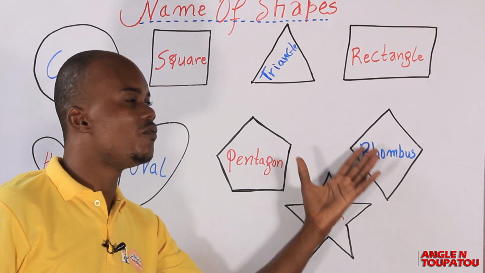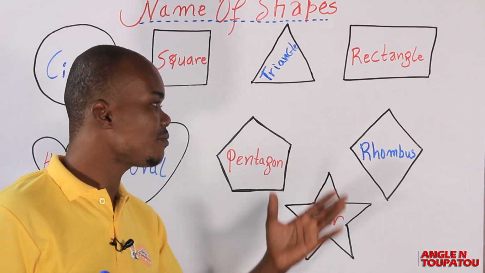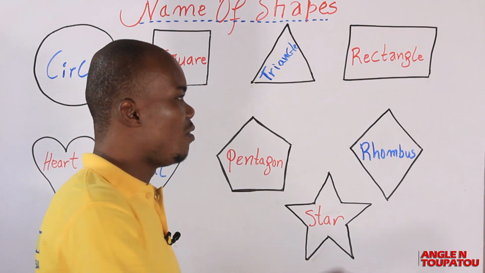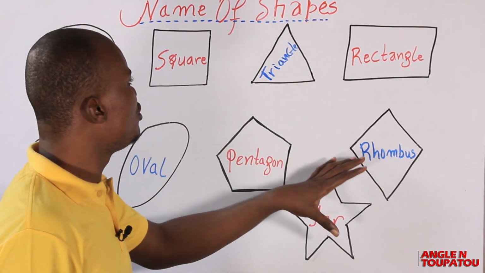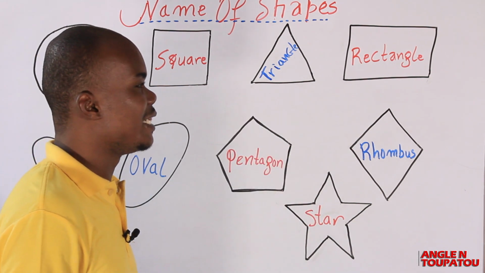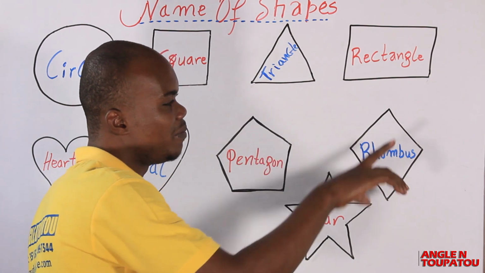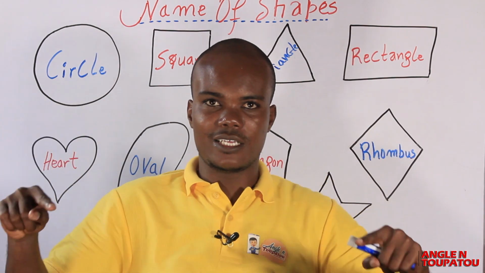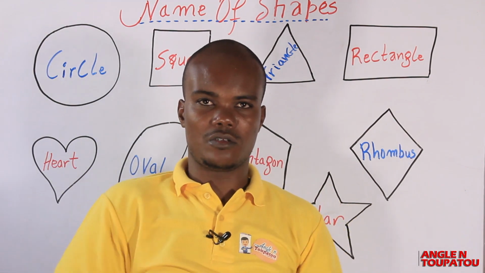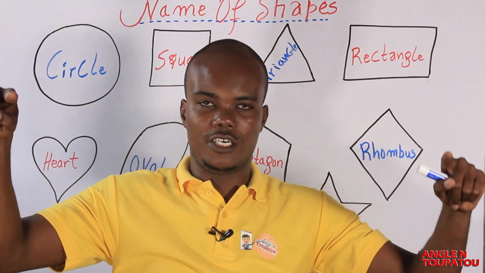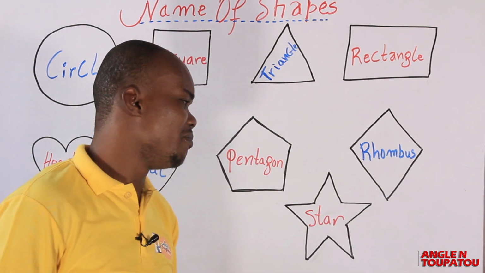This is the form of a rhombus. A rhombus, this is what they call losange in French. Rhombus is like this. It seems like we have two triangles together. One triangle up and one triangle down to form a rhombus. I take it here and I get it down. I have a rhombus.